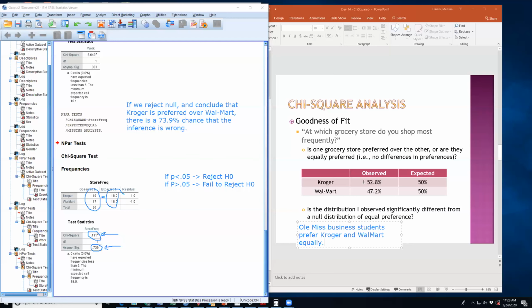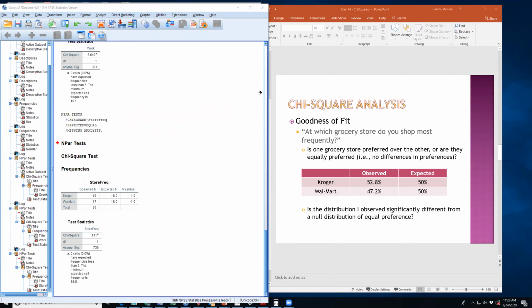Yes, we saw this small difference between our sample and a 50-50 expected distribution, but that difference is so small that we think it's just a fluke of our sample. We do not think it's representing some real population level difference in preferences. All right, that's what we've learned from this test.